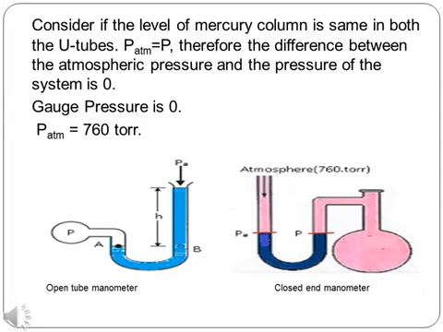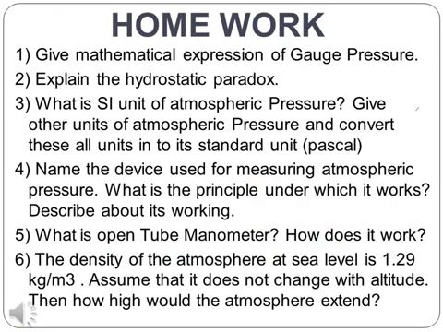Consider if the level of mercury column is the same in both arms of the U-tube, then P atmosphere is equal to P, since P minus PA is equal to 0 as H is equal to 0. Therefore, the difference between the atmospheric pressure and the pressure of the system is equal to 0, so gauge pressure is equal to 0. How can we convert the atmospheric pressure in the unit of atmosphere into torr? It is P atmosphere equal to 760 torr.